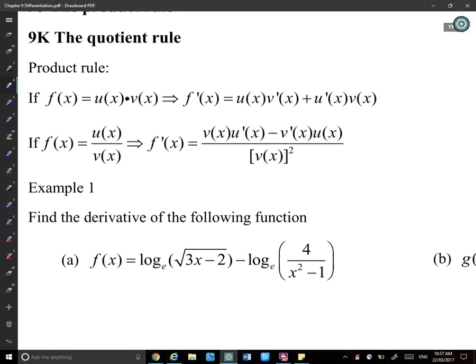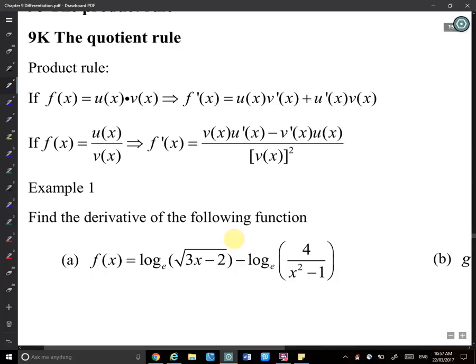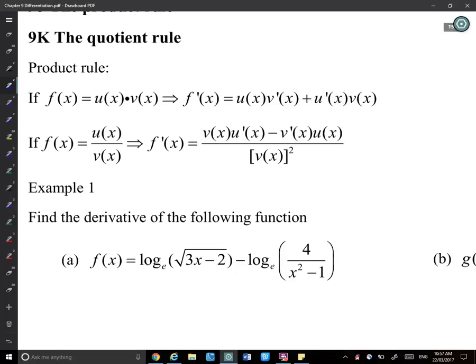And then I think about the numerator. I can't give a reason for the numerator, but you just need to remember that. You need to have v(x) first times u dash x. You will derive the numerator first, and you will subtract the derivative of the denominator times the numerator. So you derive the numerator first, then you derive the denominator, and you need to subtract them. That's why the order is important, because if you subtract the other way, it will be the negative of that number.